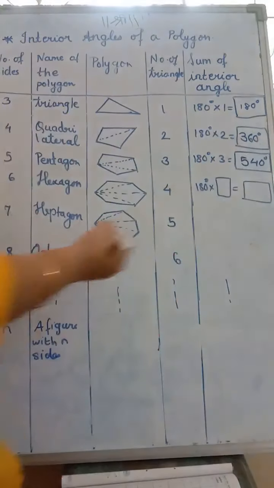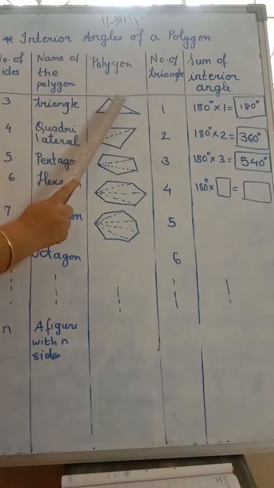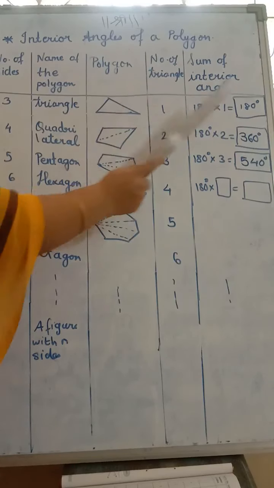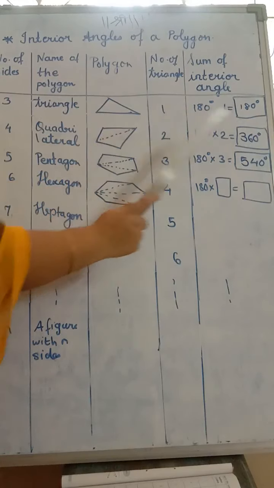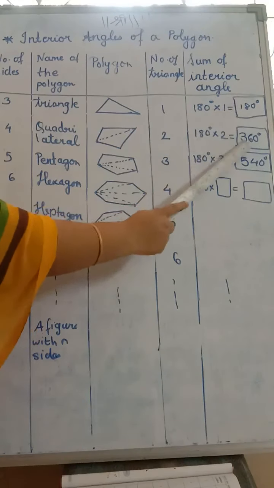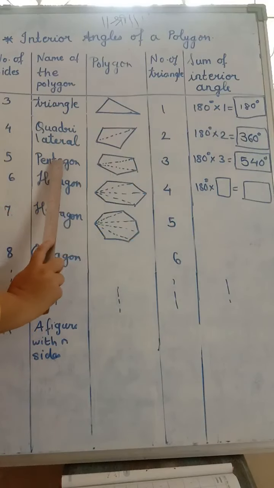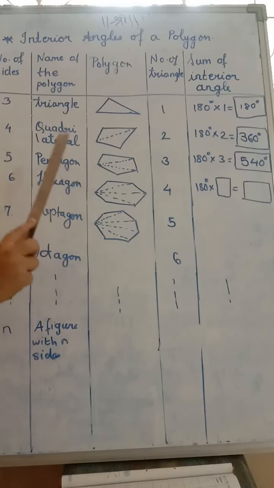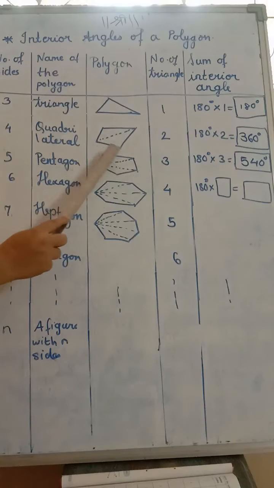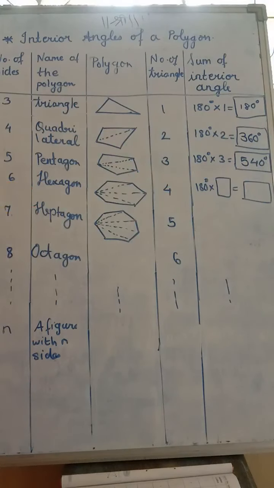540 degrees. Yes. Means the sum of interior angles of a triangle is 180. The sum of interior angles of a quadrilateral is 360. Did you learn this last year? Yes. So the sum of interior angles of a pentagon, 1, 2, 3, 4, 5 angles, will be 540 degrees.